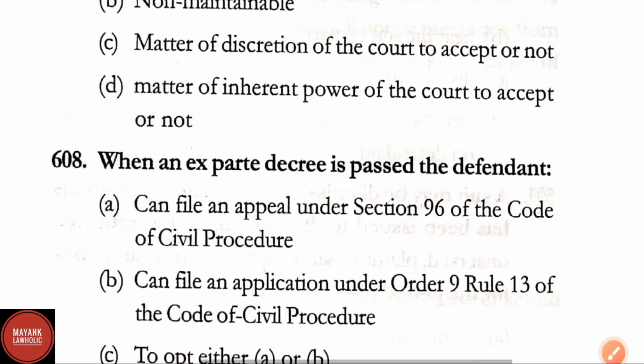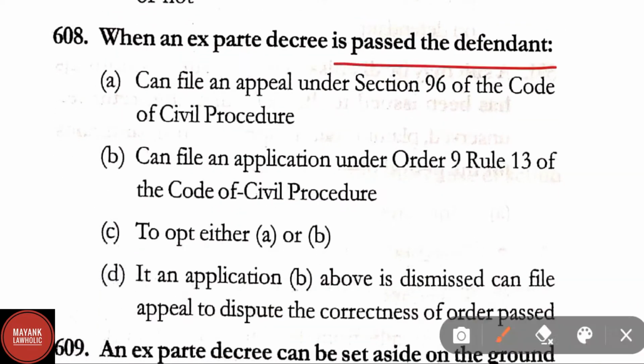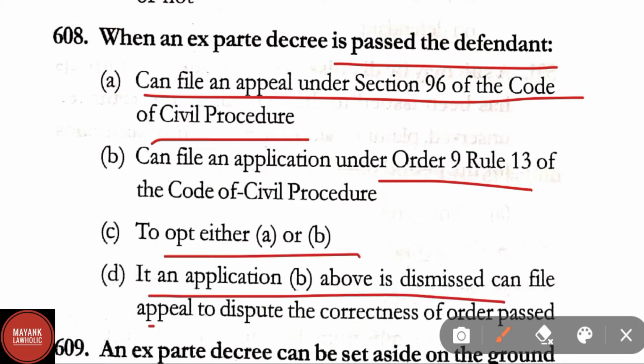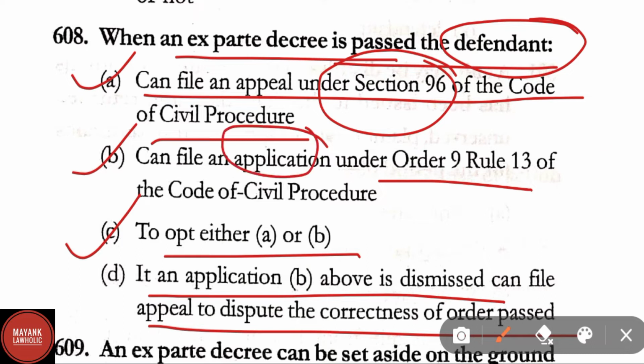Question number 608. When an ex parte decree is passed, the defendant can file an appeal under Section 96 of the Code of Civil Procedure, can file an application under Order 9 Rule 13 of the CPC, to opt either A or B, or if application B above is dismissed, can file appeal to dispute the correctness of the order passed. Here correct answer is option C, that is either A and B. When an ex parte decree is passed, the defendant can file appeal under Section 96 of the CPC and can file an application under Order 9 Rule 13 of the CPC.